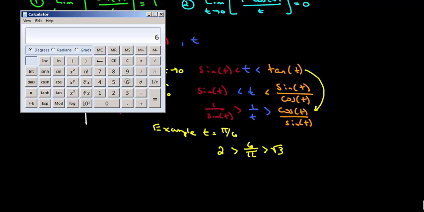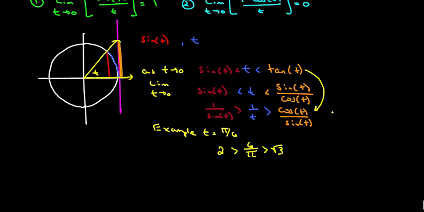So 6 divided by pi, yep, 1.9 is less than 2, and the square root of 3 is 1.7, so this holds. Try for a different t value, pick any angle in radians, and I bet you this thing holds. Okay, that's the point. Now watch.